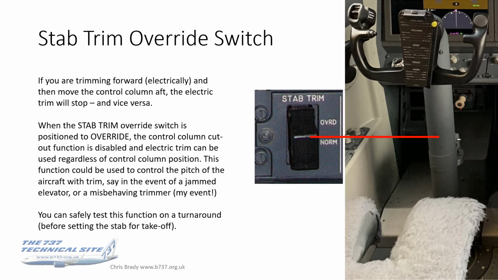Now, there is a stab trim override mechanism underneath the control columns. What this does is, if you are trimming forward electrically and you move the control column aft, the electric trim will stop, and vice versa. So if you trim back and simultaneously move the control column forwards, the electric trim will stop. When you move this stab trim override switch to override, that control column cutout function is disabled, and you can use electric trim regardless of where you're holding the control column.